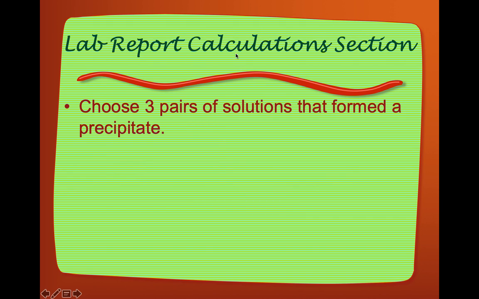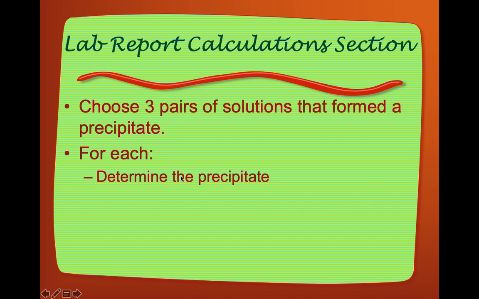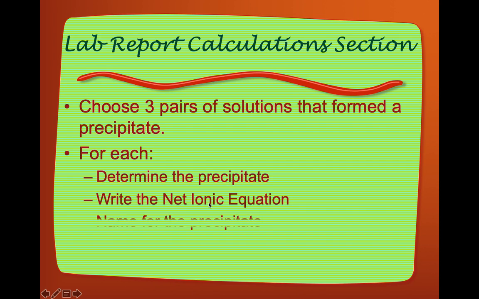When you do the lab report calculations, you're going to choose 3 pairs of solutions that made a precipitate. So the ones that were soluble, we don't care about those because there's no chemical reaction to show. For each of those 3 pairs of solutions that made a precipitate, you're going to figure out what the precipitate is. Remember, you're looking on that solubility chart. You're going to write just the net ionic equation and the name of the precipitate.